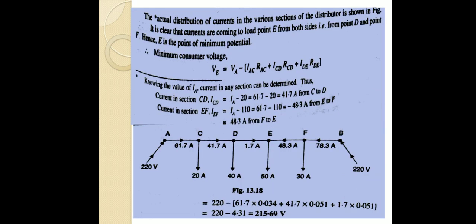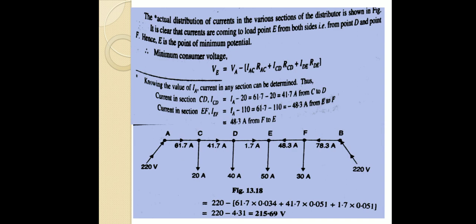The actual distribution of currents in the various sections of the distributor is shown in the figure. It is clear that the current comes to the load point E from both sides, from point D and point F. Hence E is the point of minimum potential. Remember that E is the minimum potential, so the minimum consumer voltage VE is equal to VA minus IAC into RAC plus ICD into RCD plus IDE into RDE. By doing the calculation we will get it.